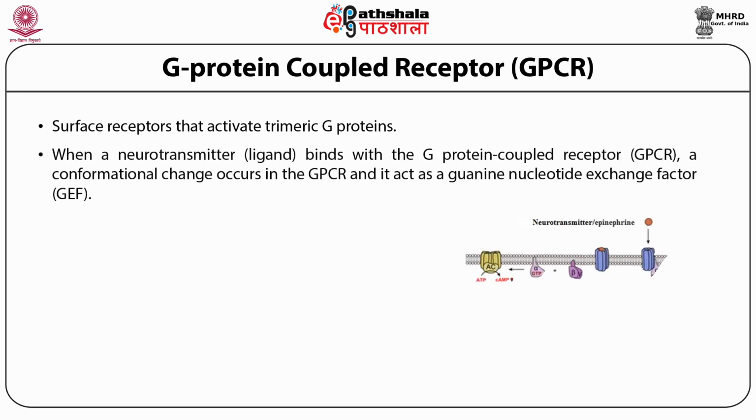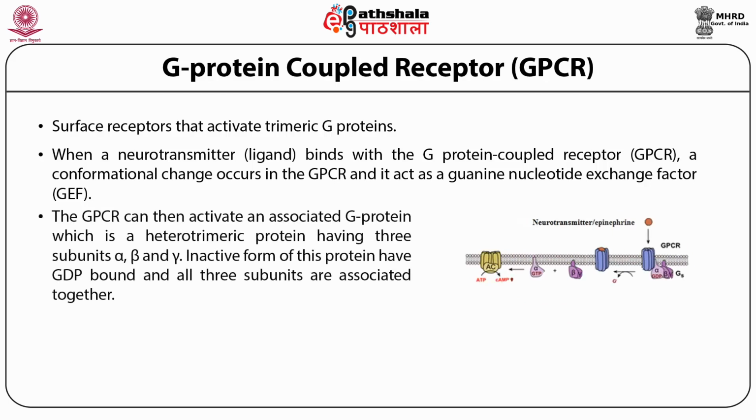When a neurotransmitter or ligand binds with the G protein coupled receptor, a conformational change occurs in the GPCR and it acts as a guanine nucleotide exchange factor. The GPCR then activates an associated G protein, which is a heterotrimeric protein which has three subunits: alpha, beta, and gamma. The inactive form of this protein has GDP bound, and all three subunits are associated together.